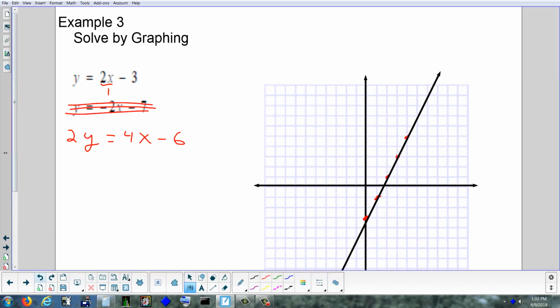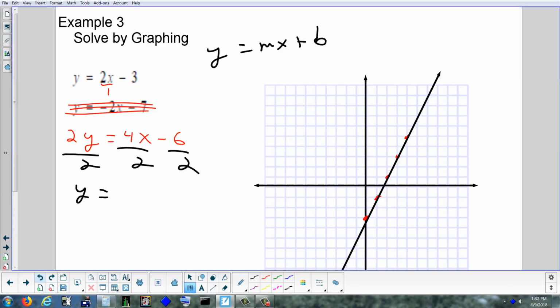Oh, no, it's not yet. It's got to be like this. Divide 2 from everything. And then it becomes y equals 2x minus 3. What's 4 divided by 2? It's 2. And what's negative 6 divided by 2? Negative 3.